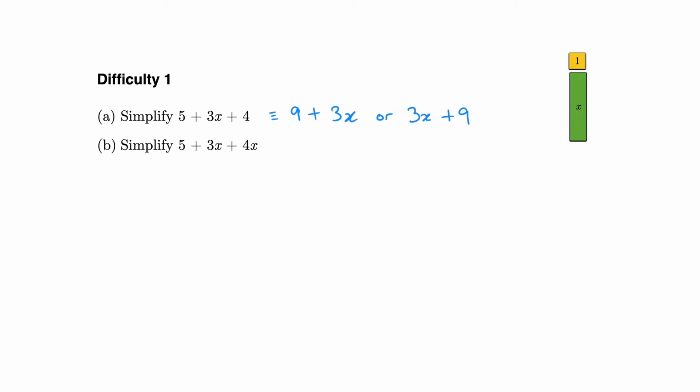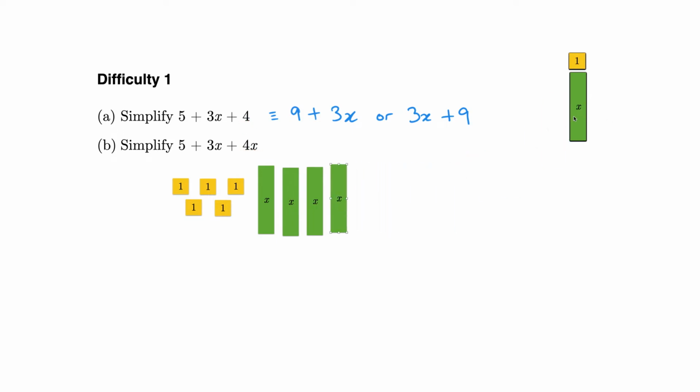Let's have a look at the second example. I've now got 5 plus 3x plus 4x. Now, I can collect the 3x and the 4x together, but I can't collect the 5 with those. Let's see why. The 5 is represented by 5 yellow tiles, just like before. The 3x is represented by 3 green tiles, just like before. But now I'm adding 4x instead of 4, so I need 4 more green tiles. And you can now see that altogether I have 5 plus 7x. Or I could write that as 7x plus 5.